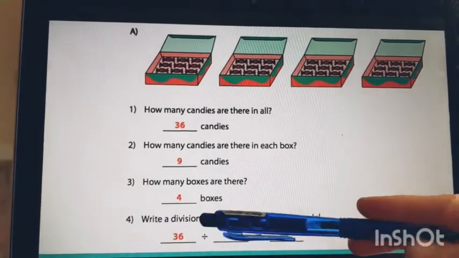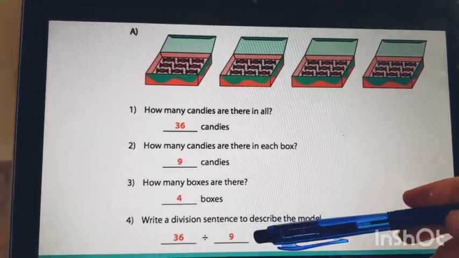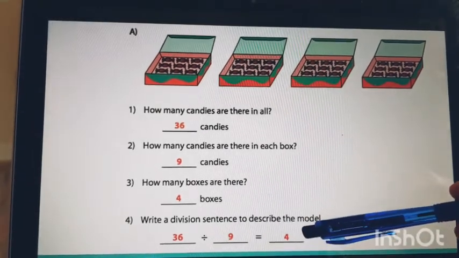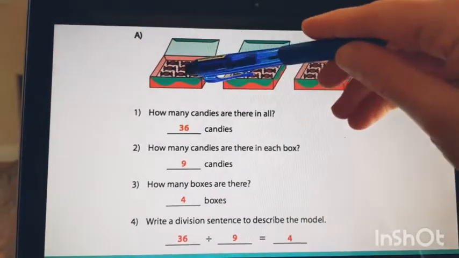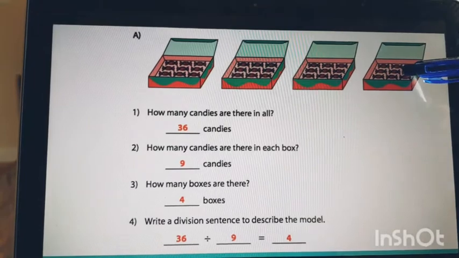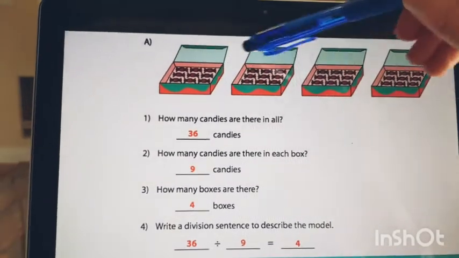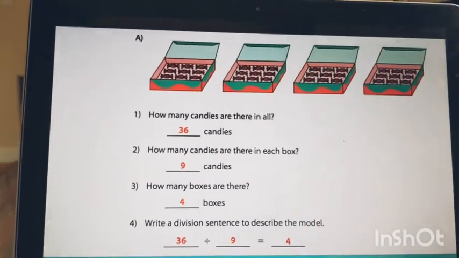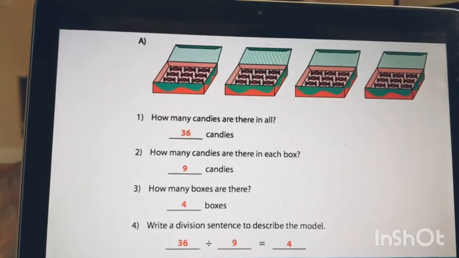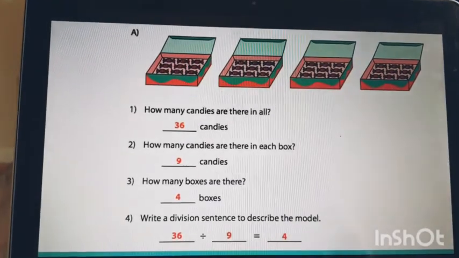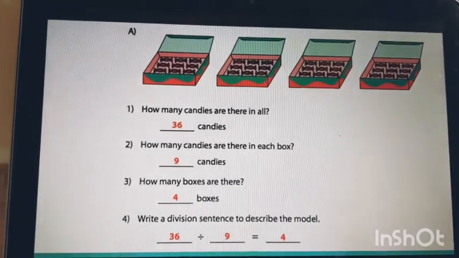You could also write 36 divided by 4 equals 9, and that would say there's 36 candies total, and I'm dividing them into 4 equal groups. How many candies can I put in each group? So it kind of depends on the story problem how you want to write your division.